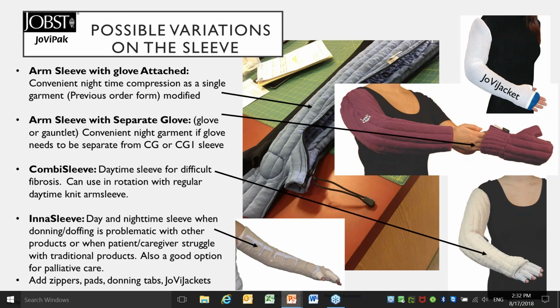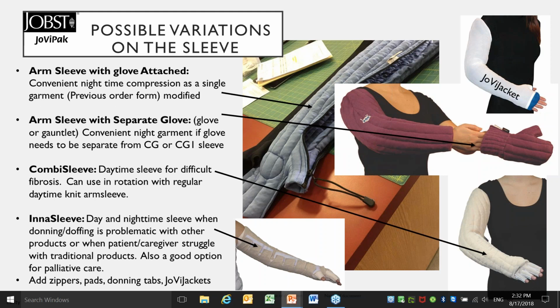Let's move on to the actual products that we can offer as an advanced product for some of your patients. Certainly an arm sleeve is one of the more common garments that we make for patients, but we also make that arm sleeve with a glove attachment. If you want a glove attachment, if the patient's hand and fingers are swollen, you probably do want a glove attachment. That is a convenient nighttime compression as a single garment.